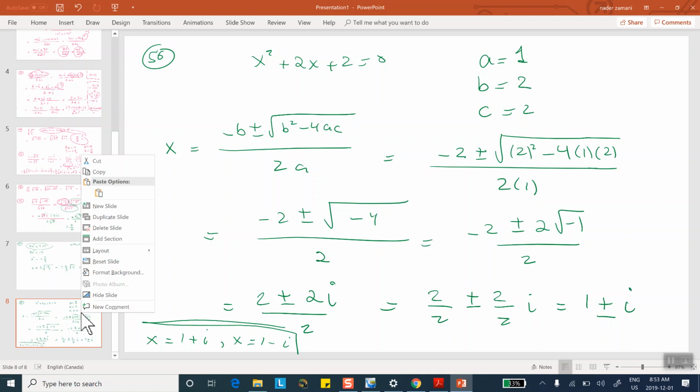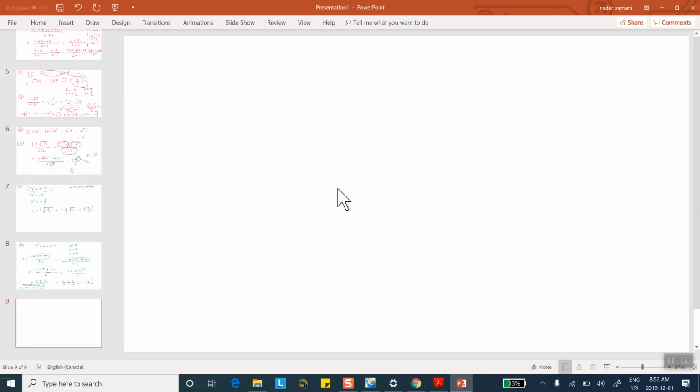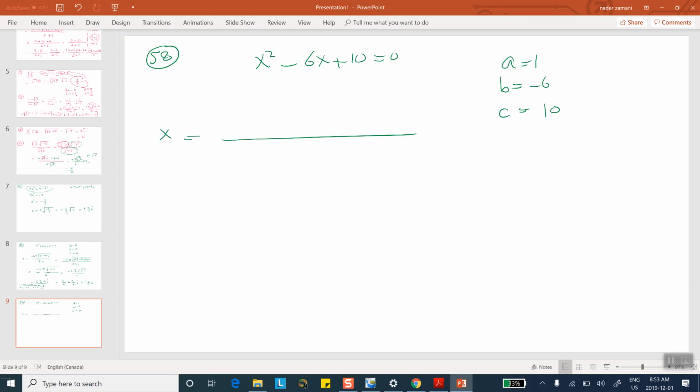Okay, the last problem. Let me insert the slide here. Okay, the last problem is number 58. And it goes like this. x squared minus 6x plus 10 equal to 0. So a is 1, b is minus 6, and c is 10. Okay, so x is equal to minus b, minus minus 6. Minus b means this. Minus, and b is minus 6, okay?